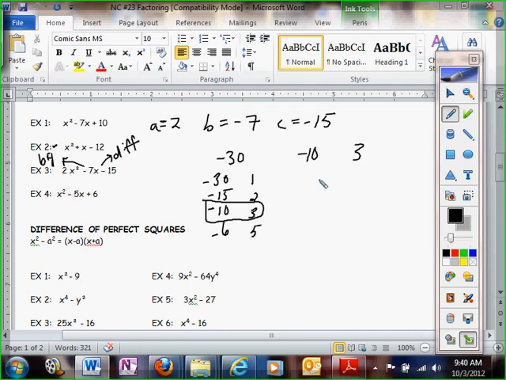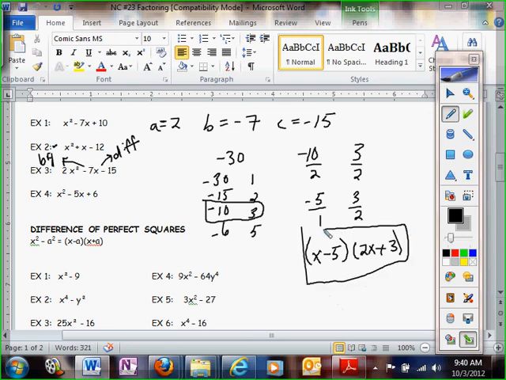My next step is to divide by a, which is 2. Remember to reduce these fractions if you can. This reduces to negative 5 over 1. This one stays 3 over 2. Final step, the variable goes with the number on bottom. It's going to be x minus 5 and 2x plus 3. That is my answer.